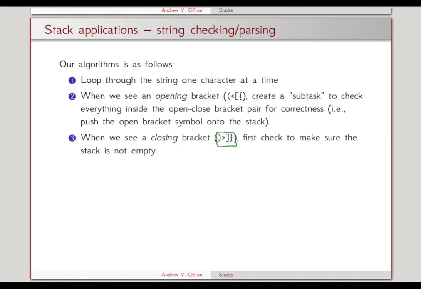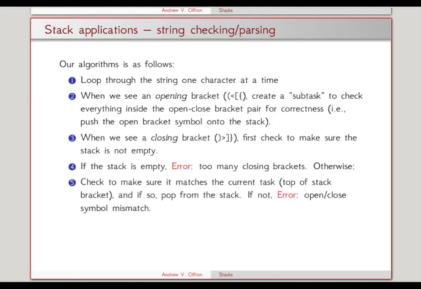First we check to make sure the stack isn't empty, because we're going to be looking at what's on top of the stack. If the stack is empty, then there is no top there. If the stack is empty, then we have an error. That means there are too many closing brackets, right? If we had a closing bracket but there's nothing on the stack, that means all of the other things were closed previously, and we have too many closing shapes there.